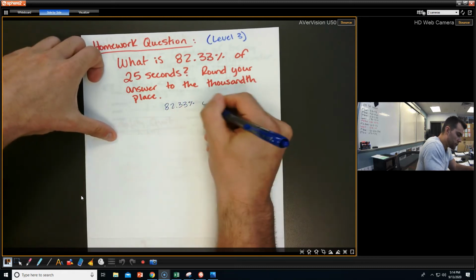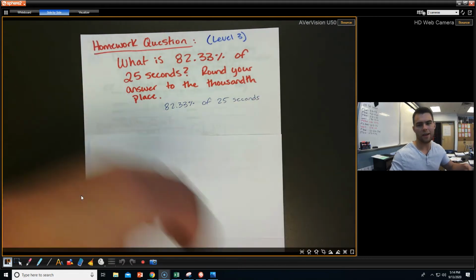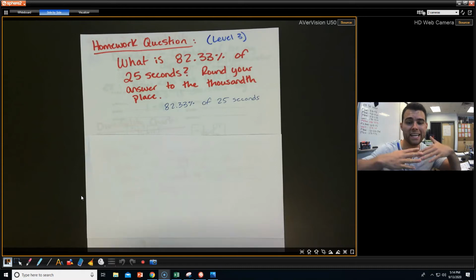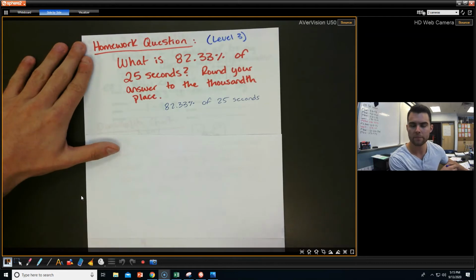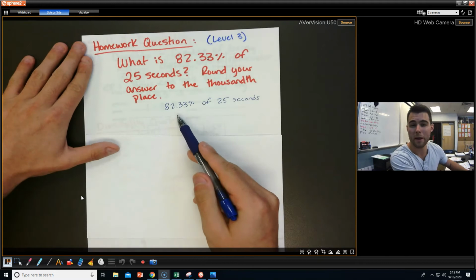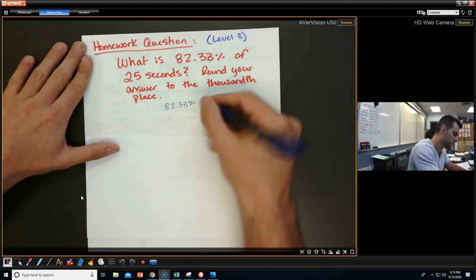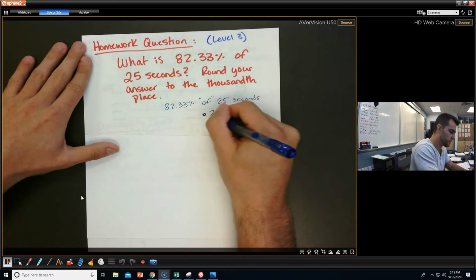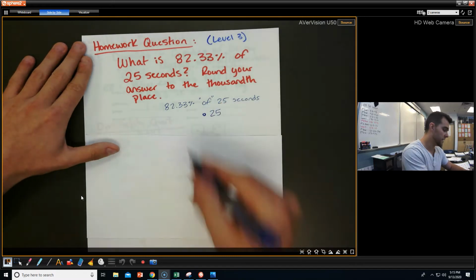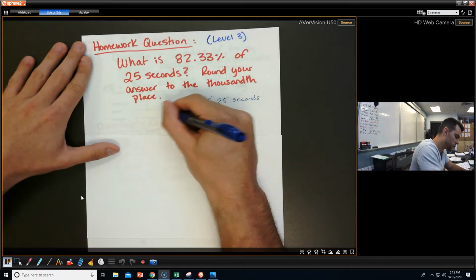82.33% of 25 seconds? So you're starting to probably see, hopefully, how level 1, 2, and 3 are all interconnected together. Just like I did with level 1, where I converted my fraction to a decimal before I multiplied, this time I'm converting my percent to a decimal before I multiply. And why am I multiplying? Well, this "of" right here. I know I'm going to multiply by 25. And now I got to get this guy to a decimal. What is that as a decimal? Move it to the left twice.